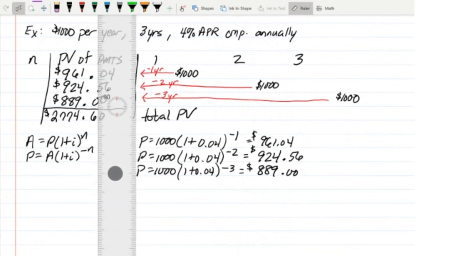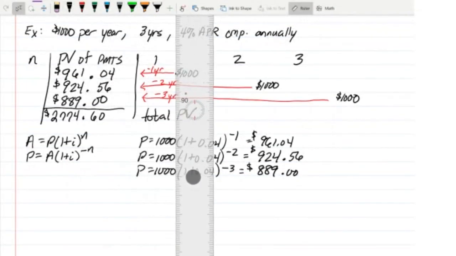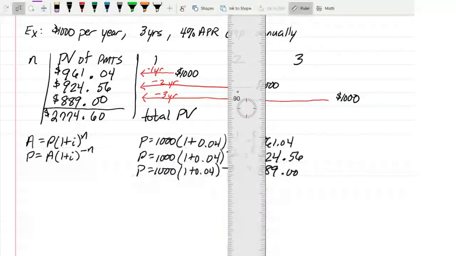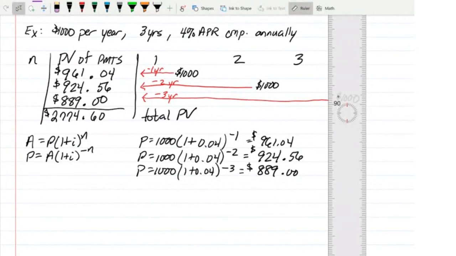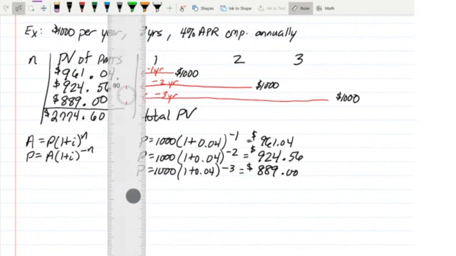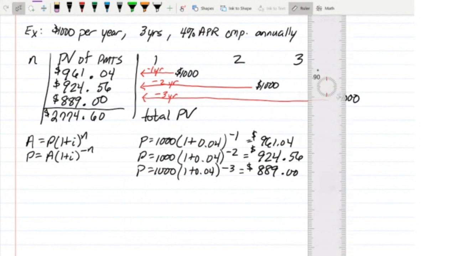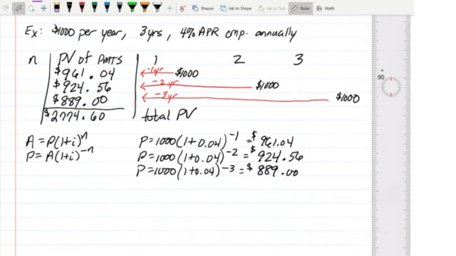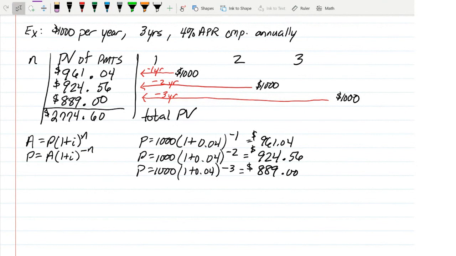If I put $924.56 in the bank now, it would grow and grow and grow. But when I got to the end of year two, it would be exactly $1,000. And then every time after that, it would be the same because they matched up at the end of year two. If I put $889 in the bank, it would grow and grow and grow, but at the end of year three, it would be exactly $1,000. And every time after that, it would match up. And so the cool part is that if we let all of that stuff grow all the way till the end, I should get the future value.